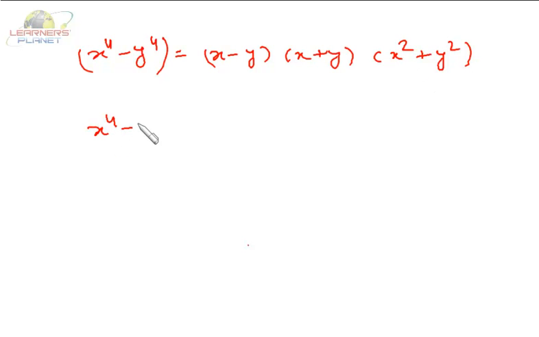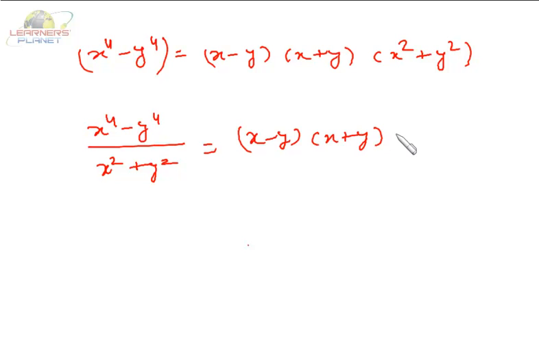Suppose I divide x raised to 4 minus y raised to 4 by x square plus y square. I'll get this as quotient. So it is x minus y and x plus y, which can be further written as x square minus y square. So if I divide x to the 4 minus y to the 4 by x square plus y square, I'll get this as quotient, and I will not get any remainder.